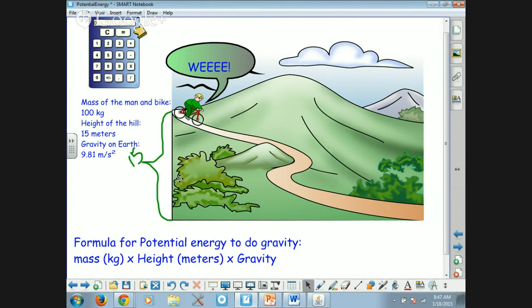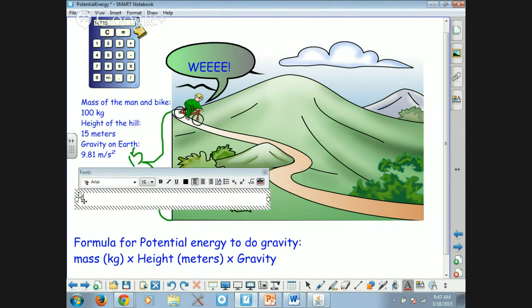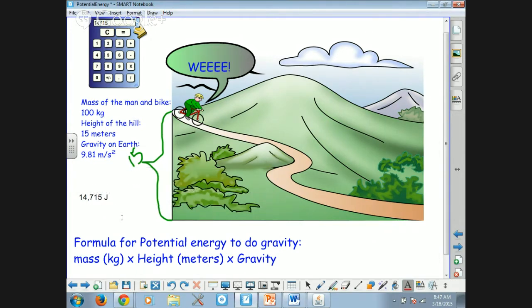So what we're going to do is take 100 on our calculator, multiply that by 15, and then multiply that by 9.81, that's our gravity, equals 14,715. So we're going to type that in there, 14,715, and that is joules. Joules is the unit for energy.